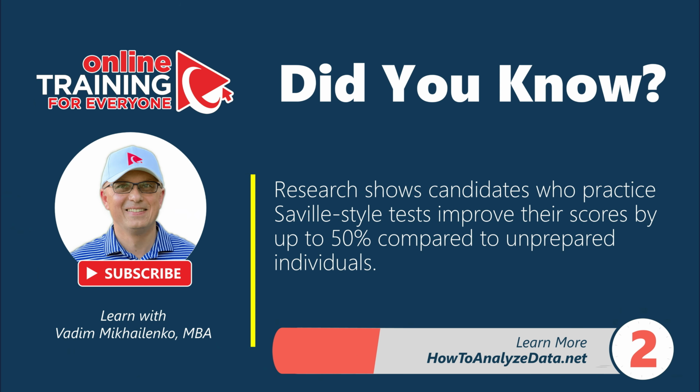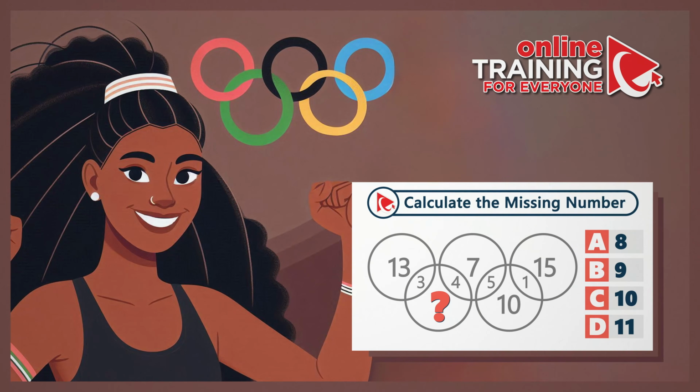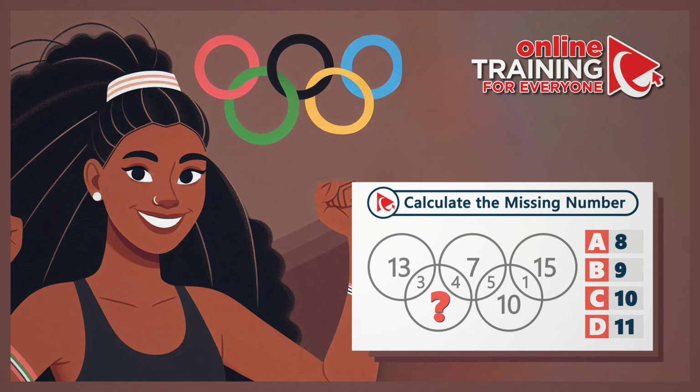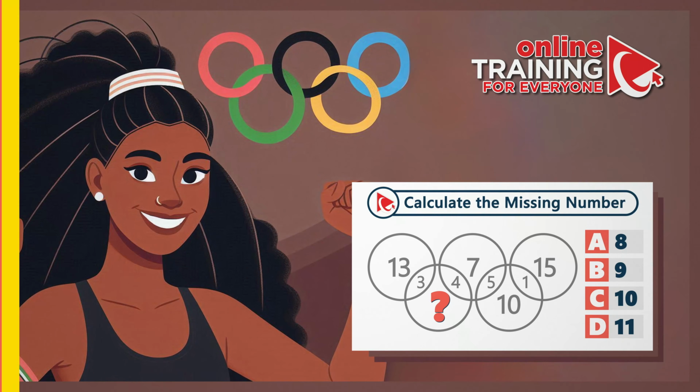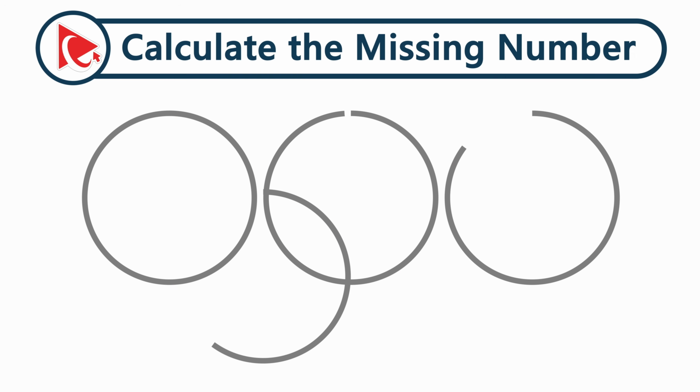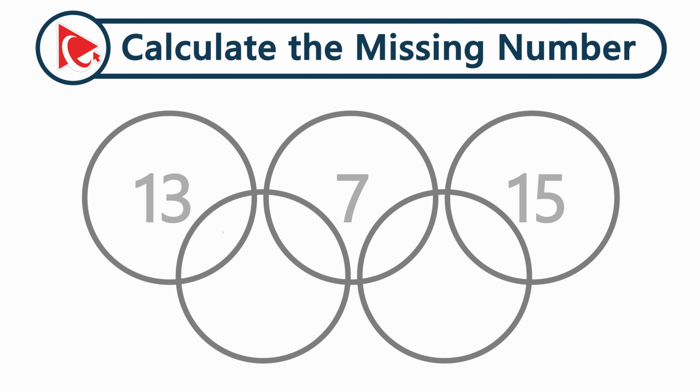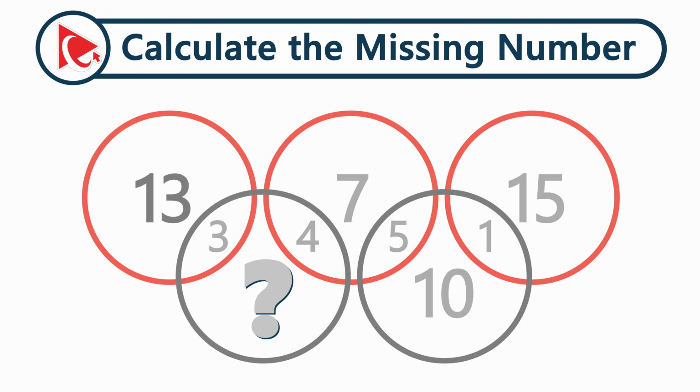Solving this problem is like training for the Olympics. Each effort builds strength and resilience. So keep pushing. Your greatness is taking shape. You're presented with 5 Olympic rings. The numbers in the rings are organized in 3 rows. First row has numbers 13, 7, and 15. Second row has numbers 3, 4, 5, and 1. See, smaller numbers. And then the third row only has 1 number on the right, number 10.